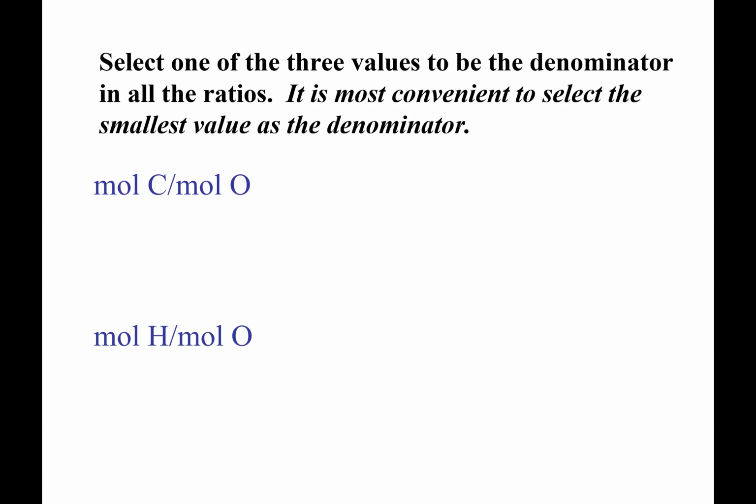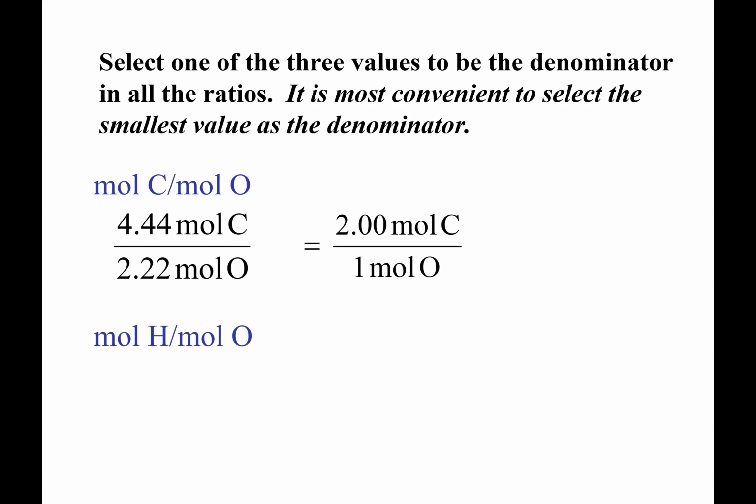So here's how my slides do it, but I like the table. My slides say, again, pick the one that's smallest, and we said the smallest was the moles of oxygen. So we can knock out the relative amount of carbon to oxygen by doing a division like we just did. We'll come up with 2. Relatively speaking, for every 1 mole of oxygen, you have 2 moles of carbon. We do a similar thing for hydrogen.